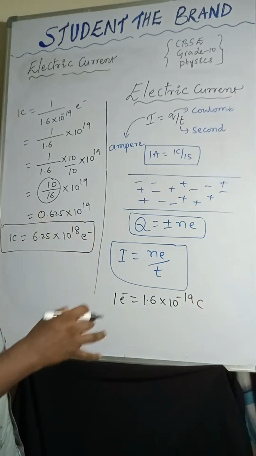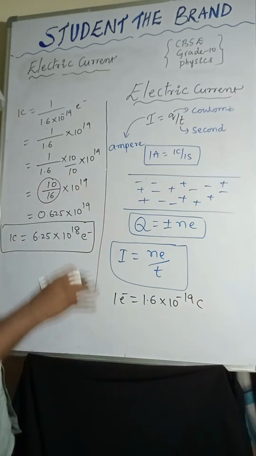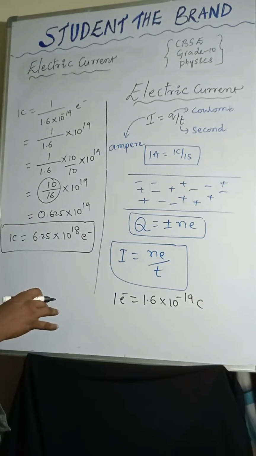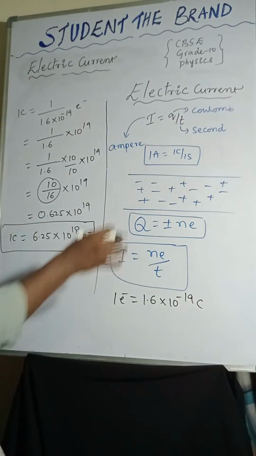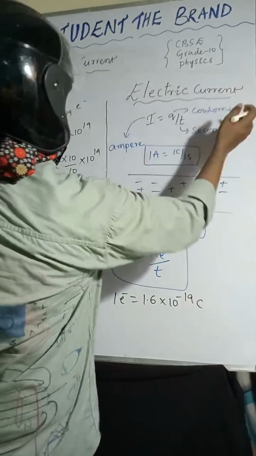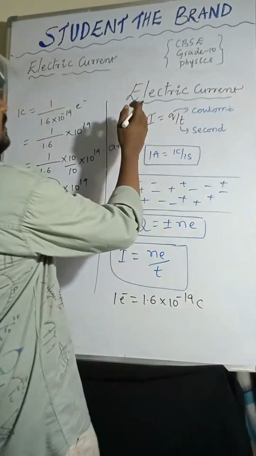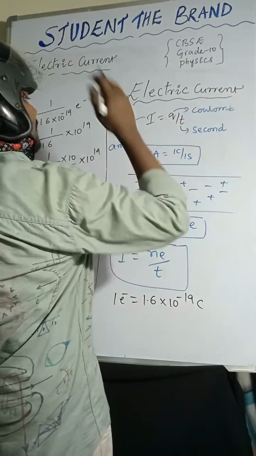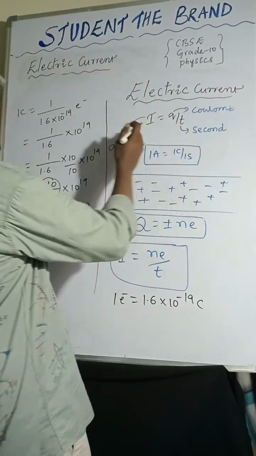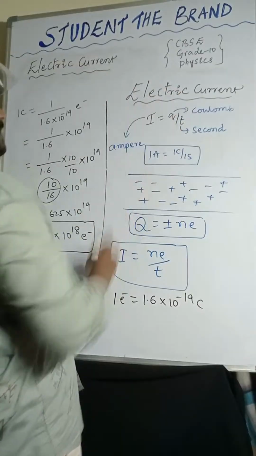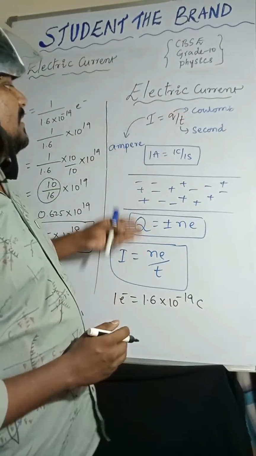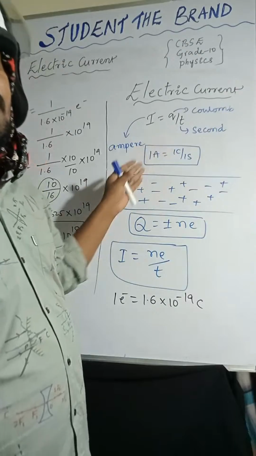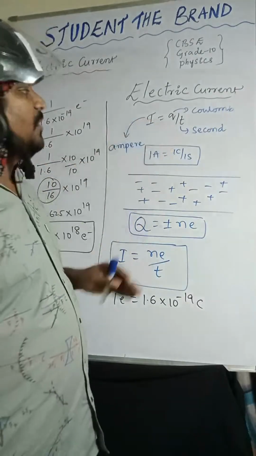Very, very important, make a note of it. Here, in electric current, 1 ampere, I equal to Q by T. The SI unit of current is ampere, the SI unit of charge is coulomb, and the SI unit of time is second. So 1 ampere equals 1 coulomb per 1 second.